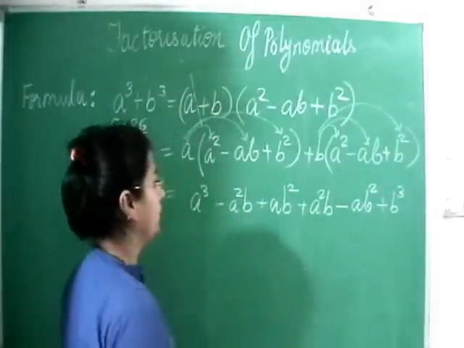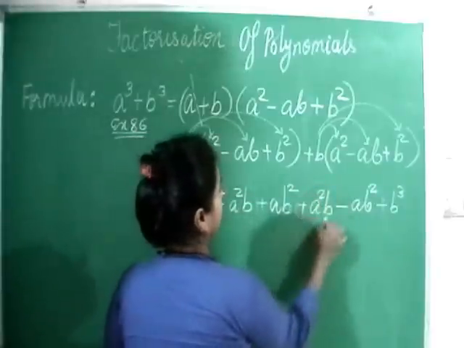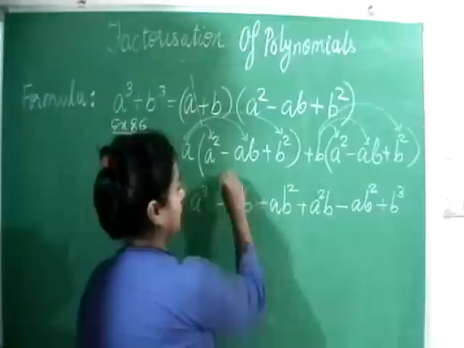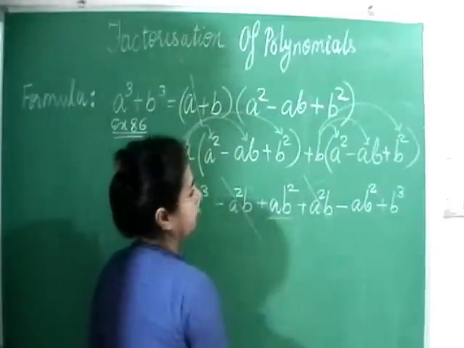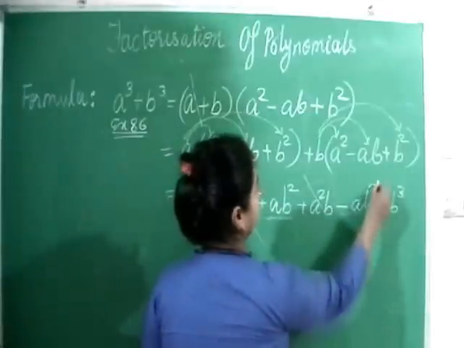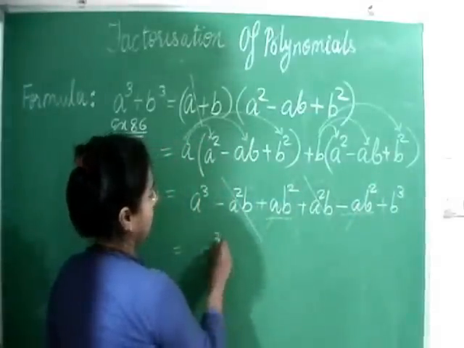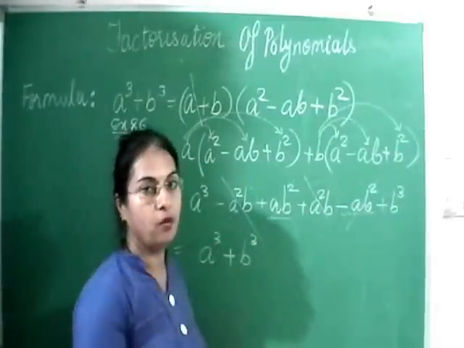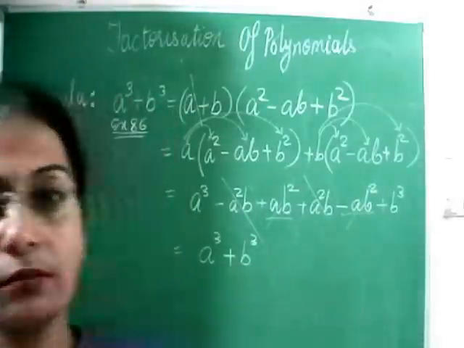And now see carefully. Can you see this term and this term are exactly opposite? Minus a square b plus a square b cancel. Here plus ab square minus ab square cancel, and you will be left with a cube plus b cube. This is the formula for this question, so learn it thoroughly.